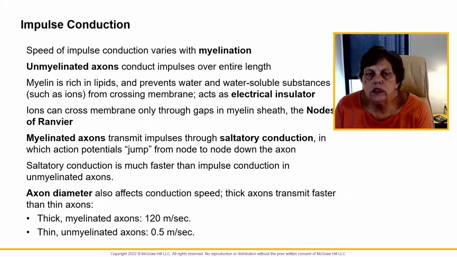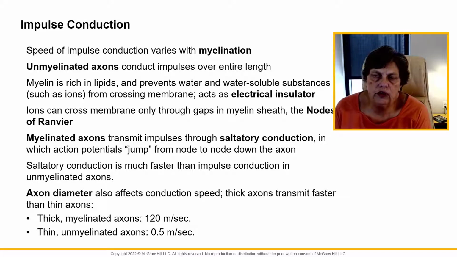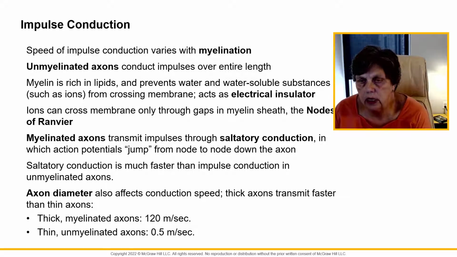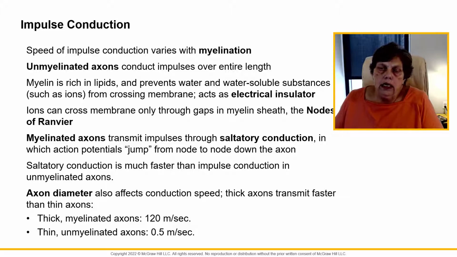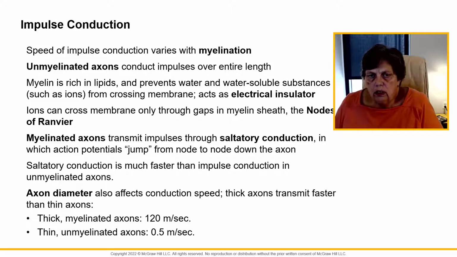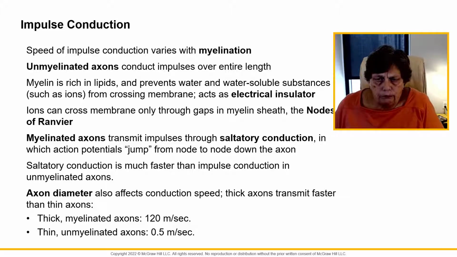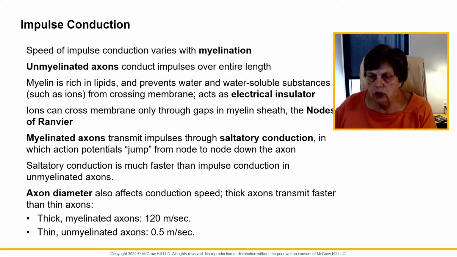All right, so the speed of the impulse varies with whether you have a myelinated axon or an unmyelinated or non-myelinated one. Myelin, again, we said is an electrical insulator. The ions can cross the membrane only through the gaps in the myelin sheath, the nodes of Ranvier. The myelinated axons transmit the impulses through what we call saltatory conduction, which allows these potentials to jump from node to node to node. It is a lot faster.